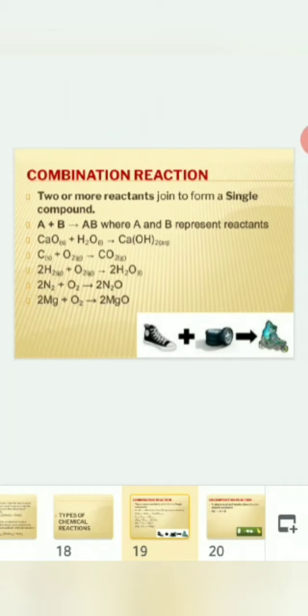Calcium oxide plus water gives calcium hydroxide. Next, carbon plus oxygen gives carbon dioxide. Hydrogen plus oxygen gives water, that is H2O. Nitrogen plus oxygen gives nitrous oxide, that is N2O. Magnesium plus oxygen gives magnesium oxide. Here you can see two entities combining in the picture to give one single entity.